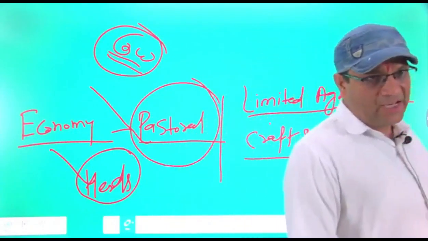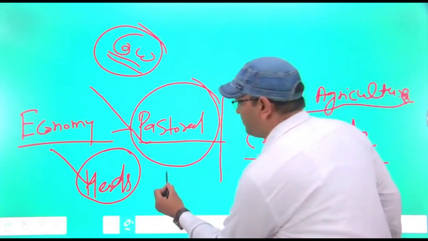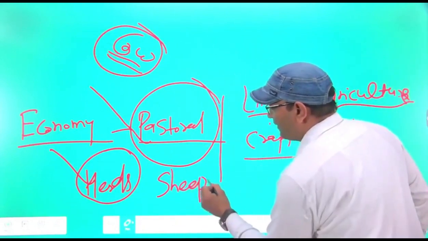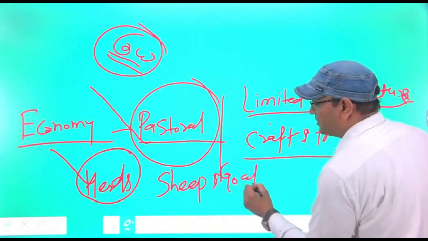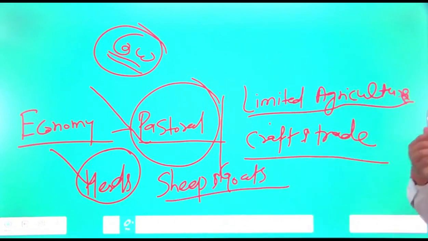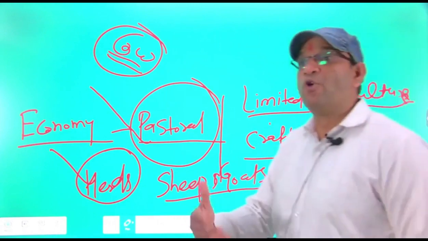Cow was the instance. Then we have sheep and goats, right? And where we found that, what is the evidence? Which place we have discussed that we found charred bones.